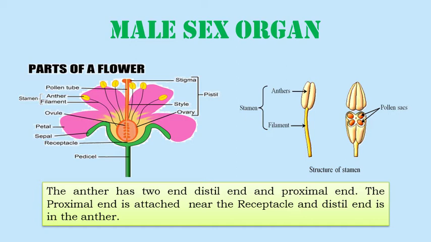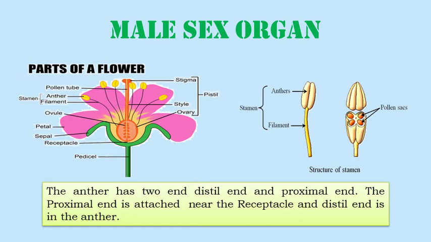Next we have the female reproductive part, that is carpel or pistil, and it comprises three parts: stigma, style, and ovary. What is stigma? It is a part of the carpel where pollen germinates, and you can see it is the receptive tip. You find it at the tip of the carpel. The next is style. The style of a flower is the stalk that supports the stigma and the ovary.